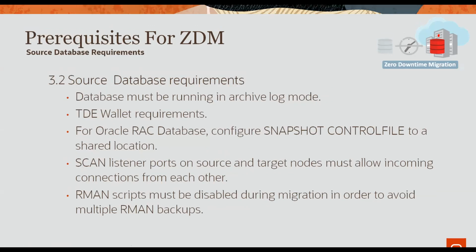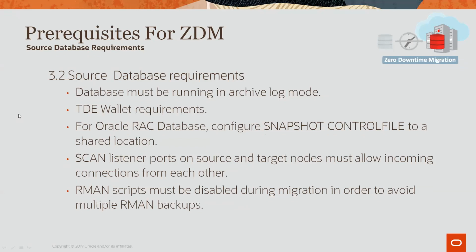Source database requirements. Source database must be running in archive log mode. TDE Wallet requirements. Configuring TDE Wallet is optional for Oracle Database 12c Release 1 and 11g R2, but it must be configured for Oracle Database 12c Release 2 or later releases before the migration if it is not configured initially. Wallet status should be open and wallet type should be auto login or password. The preferred option is auto login.